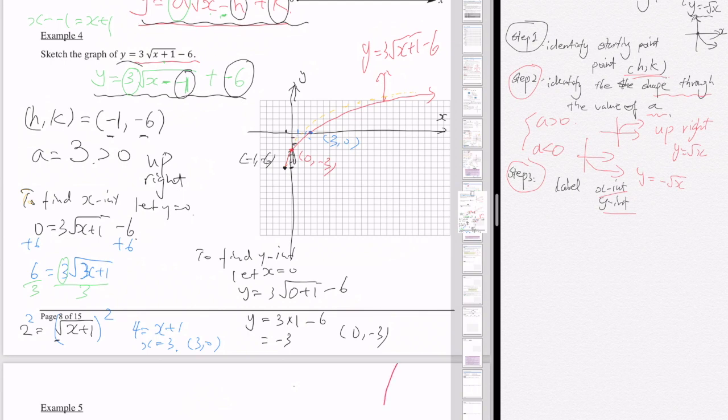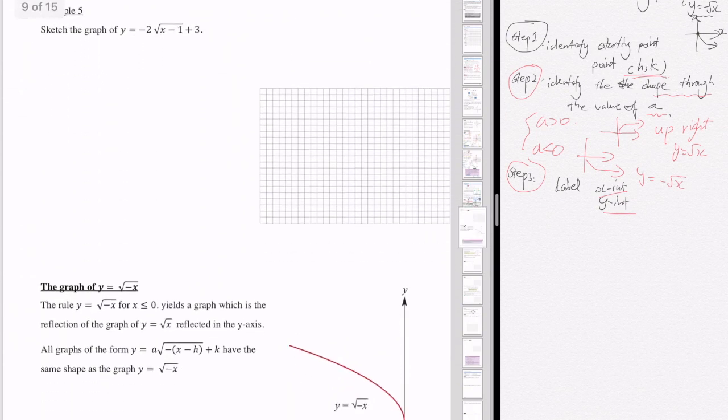Okay, now let's do example 5. Example 5, so we're going to follow the same procedure. So let me write the general form, y equal to a times square root of x minus h, plus k. Okay, so now check the values. Here it is x minus h, and here is x minus 1. So I can say my h is equal to 1, my k is equal to 3.